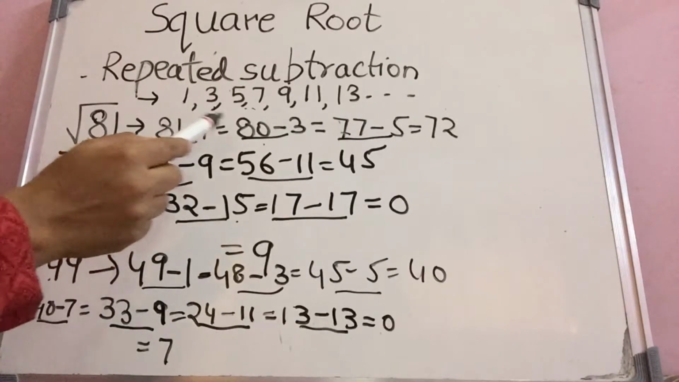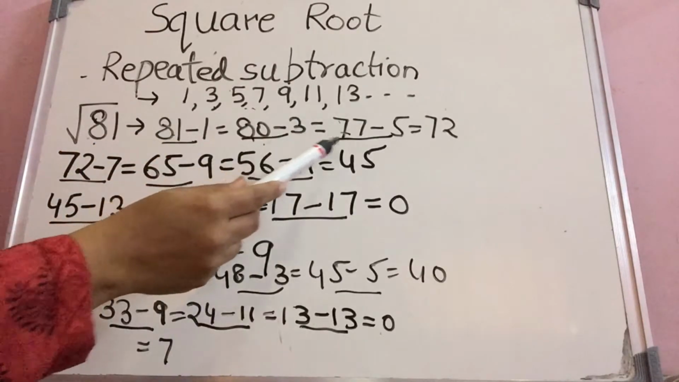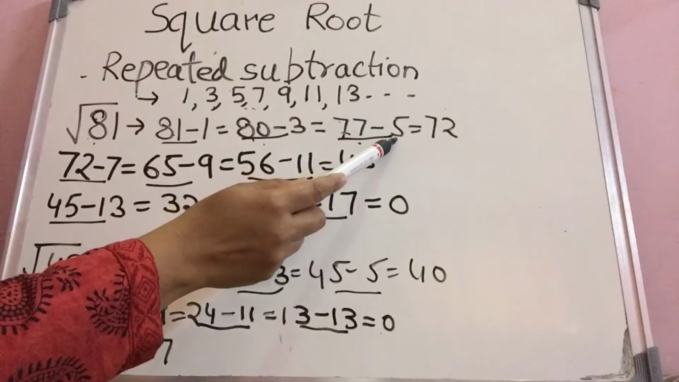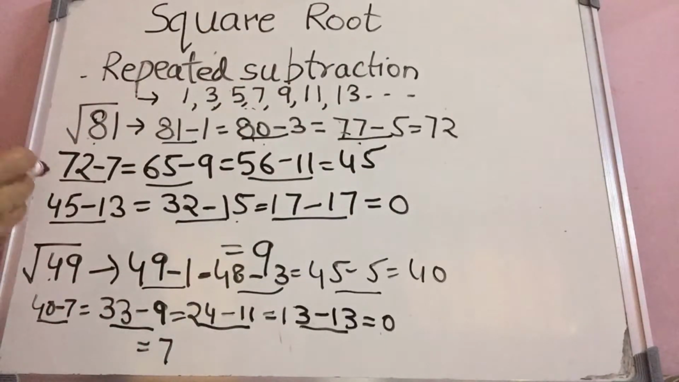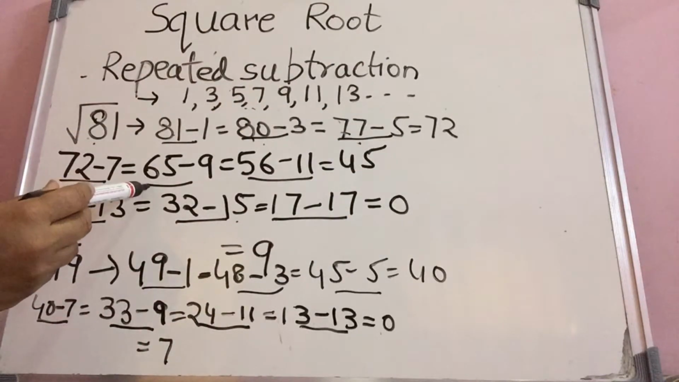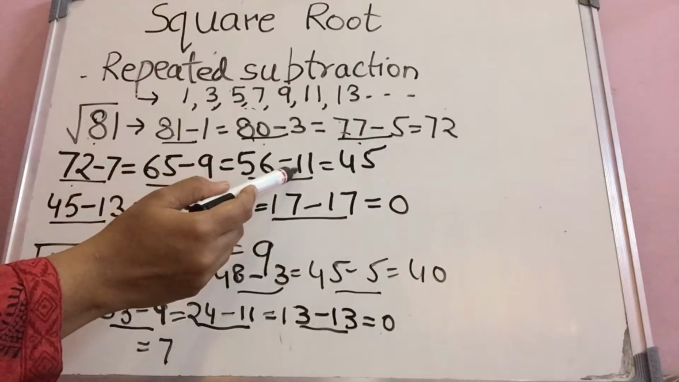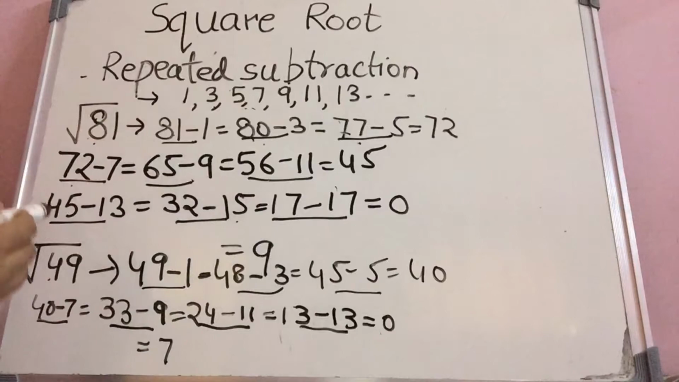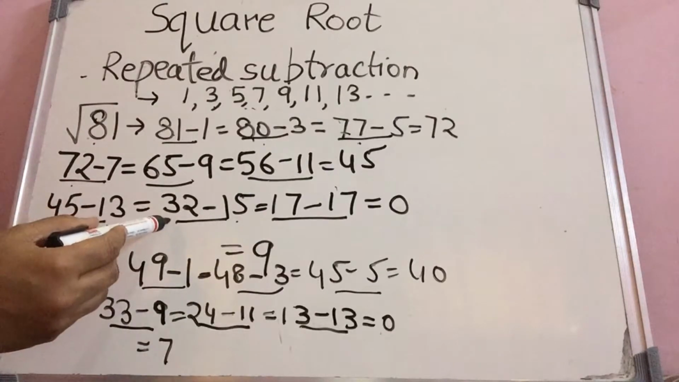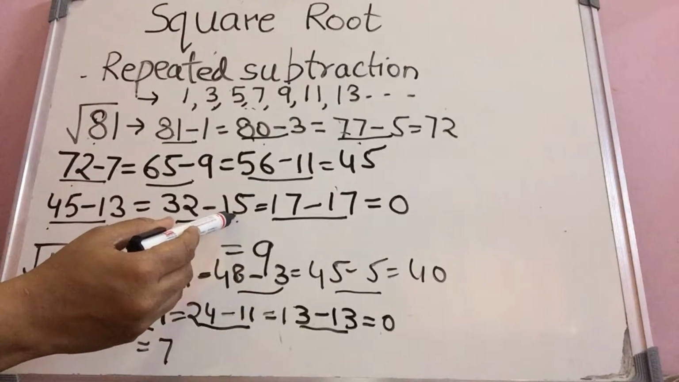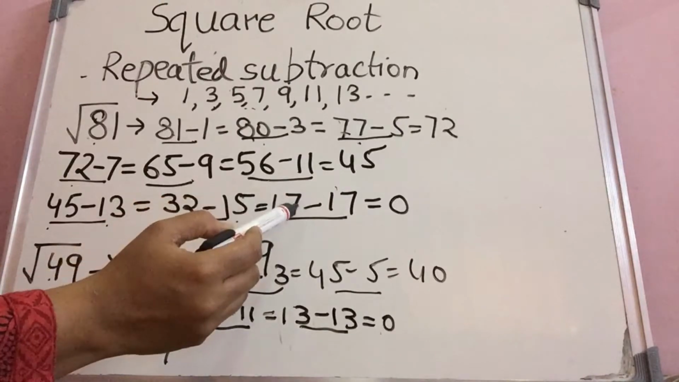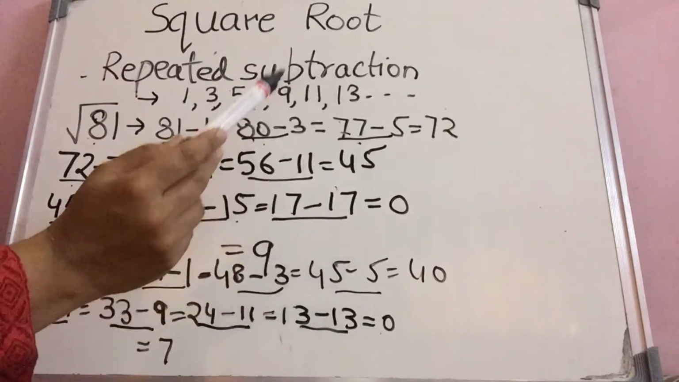81 minus 1 is 80, 80 minus 3 is 77, 77 minus 5 is 72, 72 minus 7 is 65, 65 minus 9 is 56, and 56 minus 11 is 45, 45 minus 13 is 32, and 32 minus 15 is 17, and last, 17 minus 17 is 0.